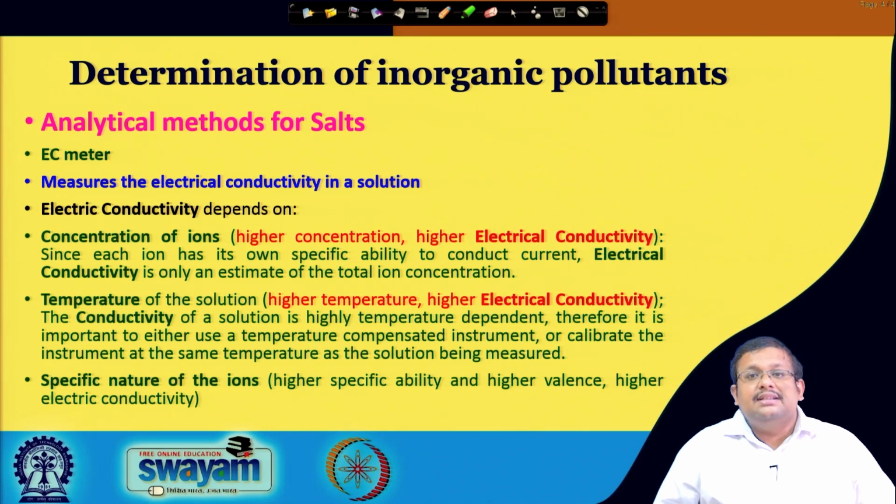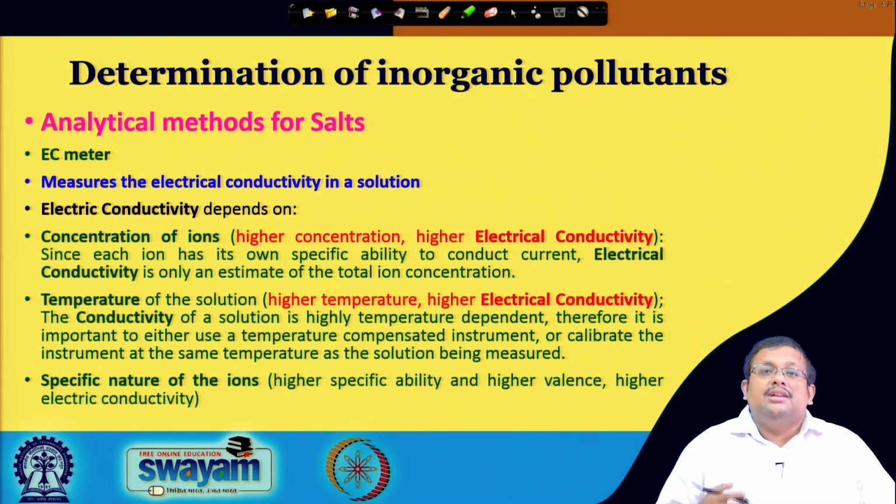Now, this EC meter is an instrument which basically measures the electrical conductivity in a solution. This electrical conductivity depends on several factors. The first factor is concentration of ions. Obviously, a higher concentration of ions goes with a higher electrical conductivity. Since each ion has its own specific ability to conduct current, electrical conductivity is only an estimate of the total ion concentration.